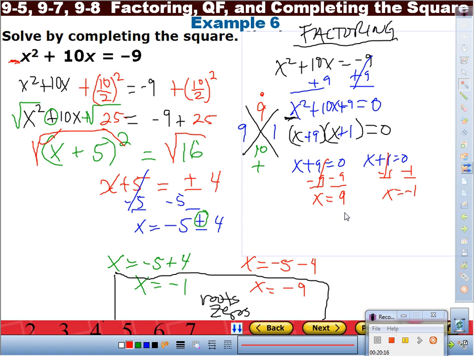Did you get that by yourself? Oh, negative 9. Yeah, I did that on purpose to see if you would catch it. All right. And these are my roots or zeros, and those are my solutions.